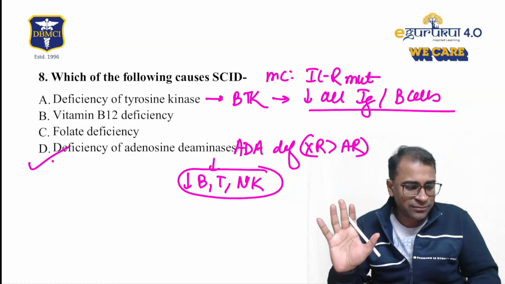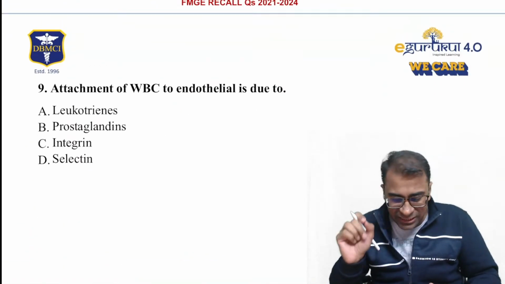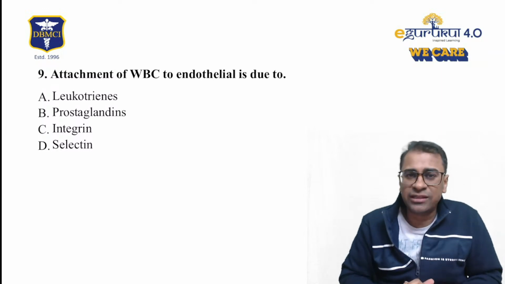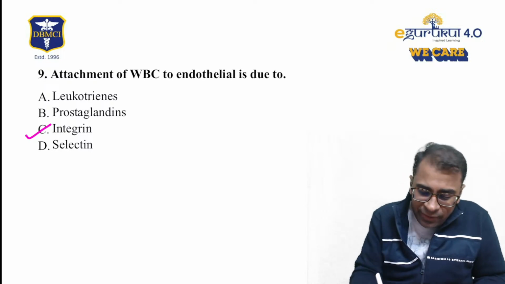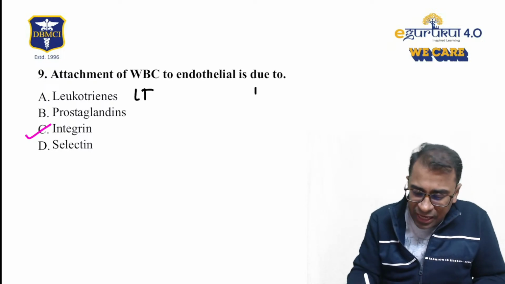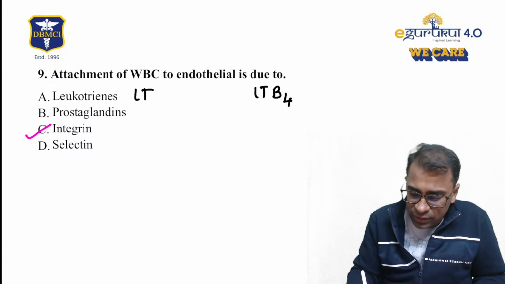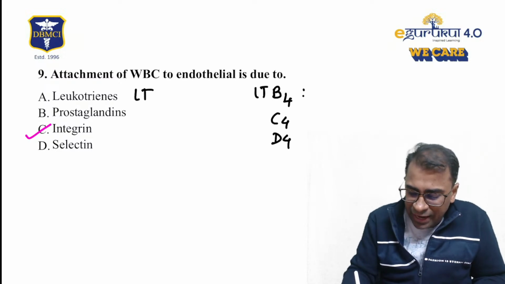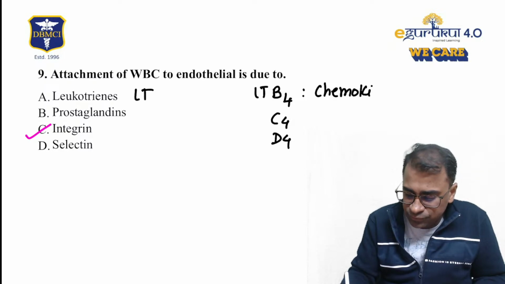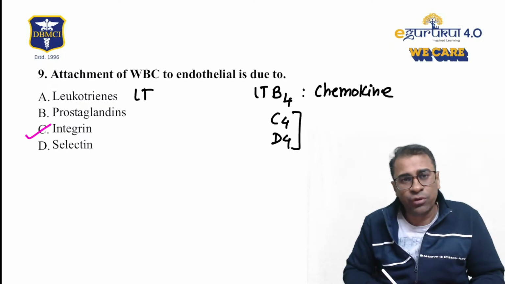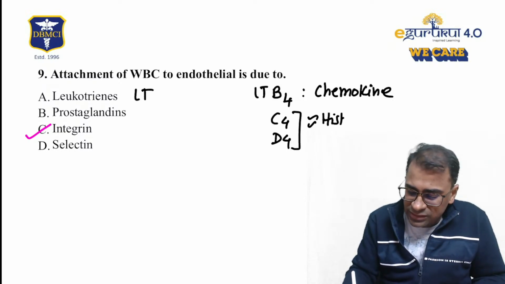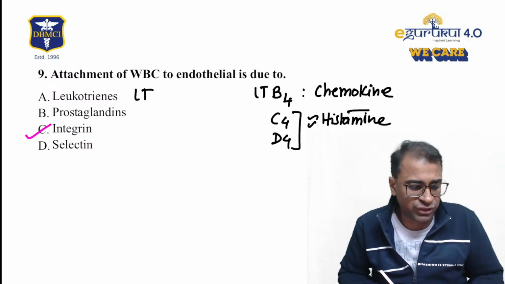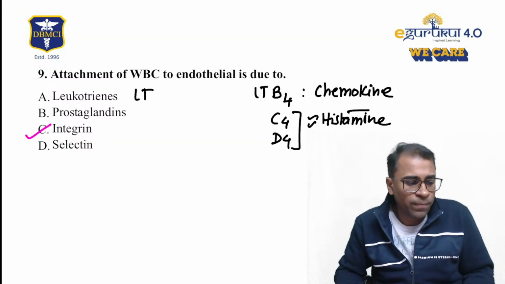Okay, next. Attachment of WBC to the endothelial cell is due to, tell me. Yes, it is integrin. Look, among leukotrienes, they can ask you the function of LT B4, C4 and D4. LT B4 is a chemokine, okay? C4 and D4, these two often act like histamine. So when I say histamine, I mean the function can be vasodilation, increased permeability and bronchoconstriction. In fact, this is the most common bronchoconstriction, okay?